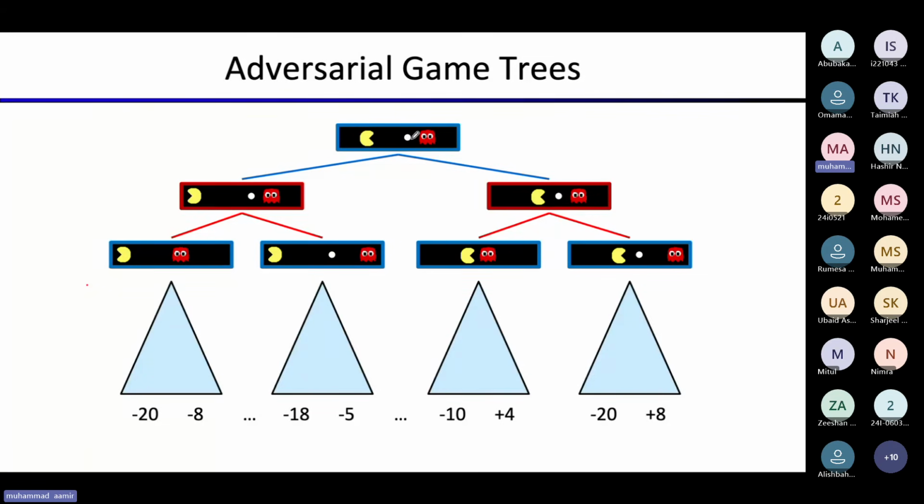So from the terminal states, because this is the Pac-Man move, this was the Pac-Man move, this was the Ghost move, this was the Pac-Man move again, and going so on until you get the terminal states. In other words, Pac-Man is trying to maximize. So this is the max move.